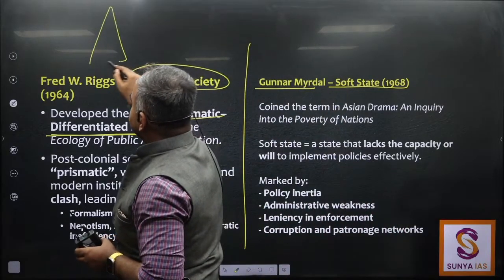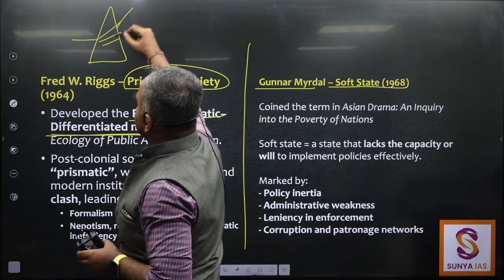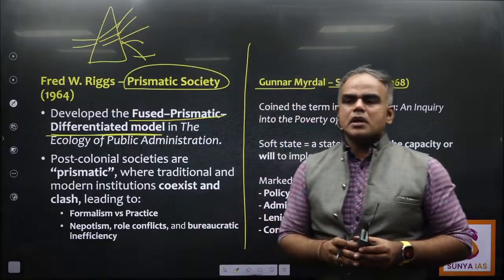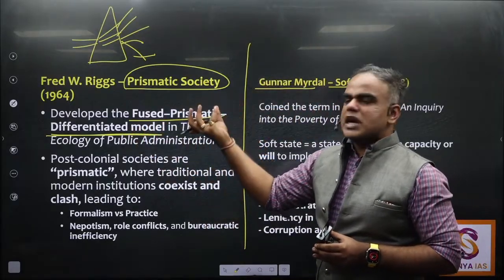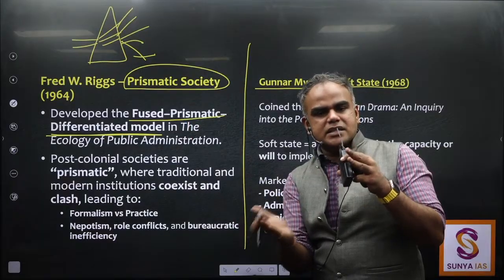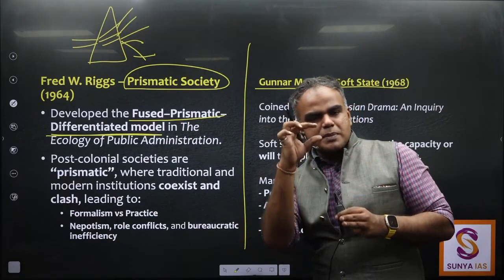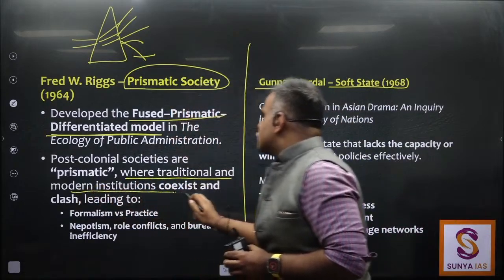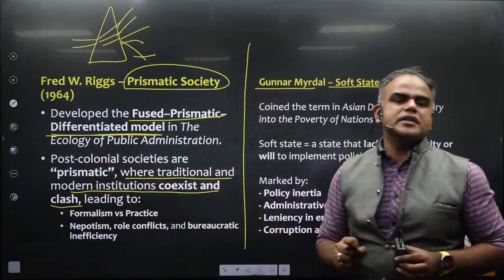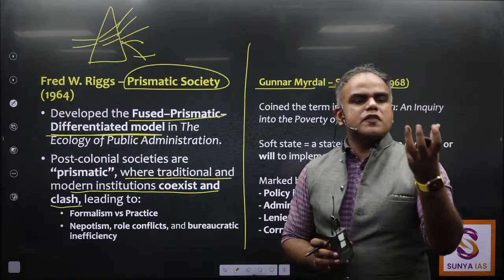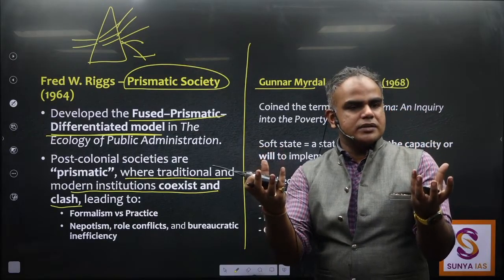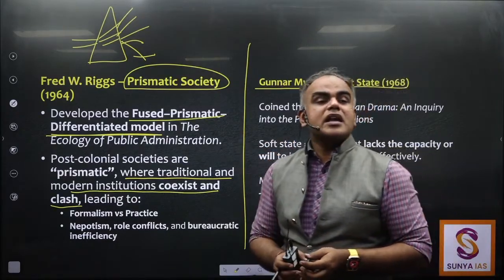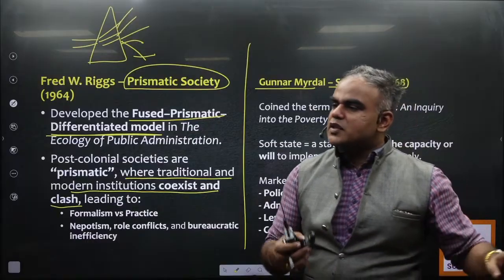Just say you have a prism. When the light goes through, it creates so many different parts, yes or no? In the same model, what he tries to say is that these societies have multiple identity lines. They are very fractured and there are multiple prisms in that. So here, traditional and modern institutions coexist and clash. This is a very important line. There is an existence of tradition and also modernity. Tradition means you have old structures. Modernity means new values like liberalism, freedom, rights, democracy.